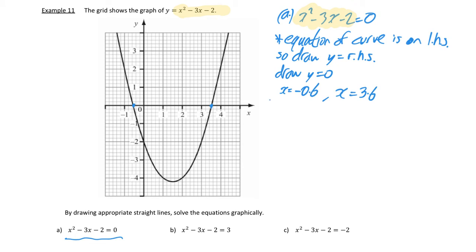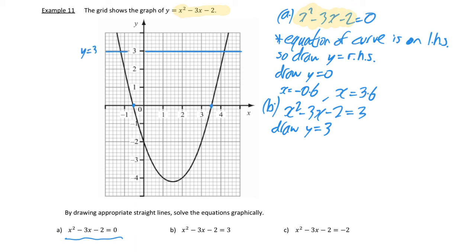Part B is a little bit different. We have x squared minus 3x minus 2 is equal to 3. And look back up here, our curve is x squared minus 3x minus 2, so that's what we've got on our left-hand side. To solve this, we draw whatever's on the right-hand side, which is 3. So we draw y is equal to 3. I'm going to pause the video and draw the line y equals 3, which is a horizontal line through 3 on the vertical axis.